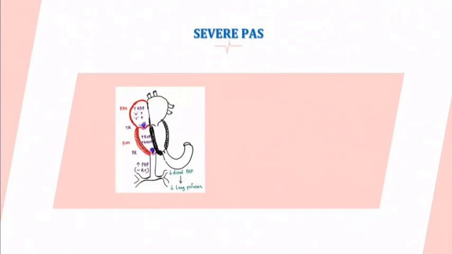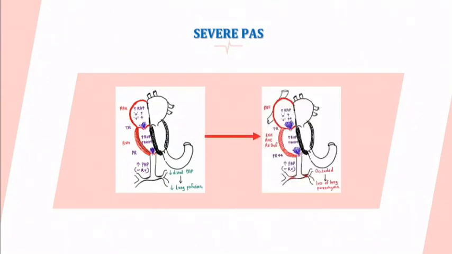And in severe pulmonary artery stenosis, the pressure in the arteries distal to the obstruction is low. Therefore, the lung perfusion is also low. Due to chronically decreased lung perfusion, there can be loss of lung parenchyma as well.